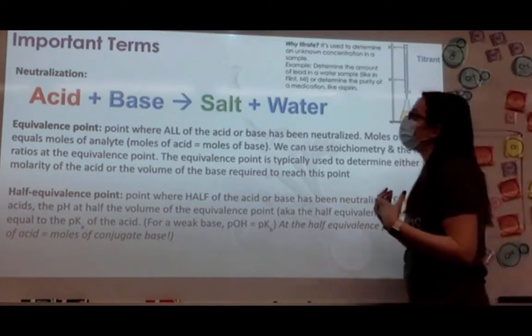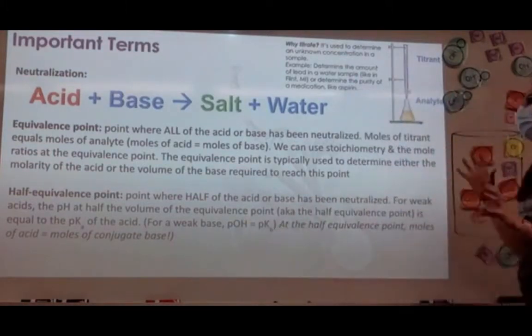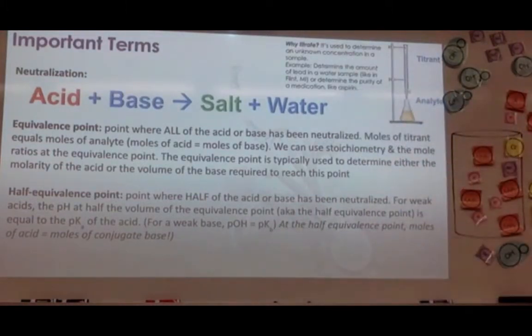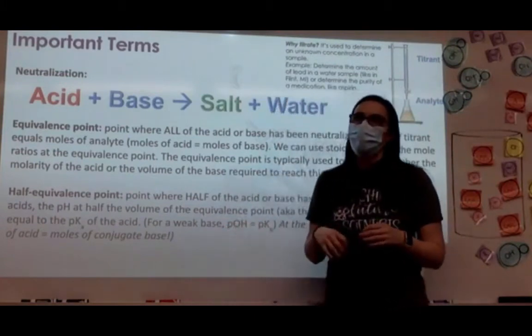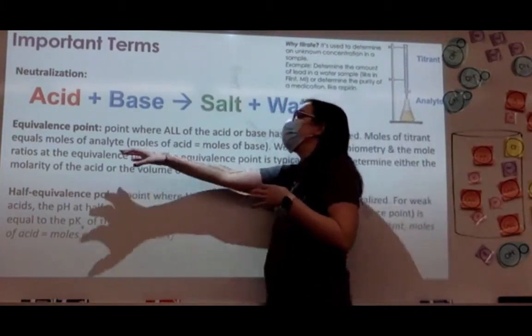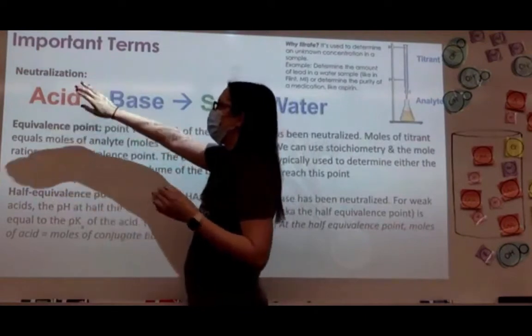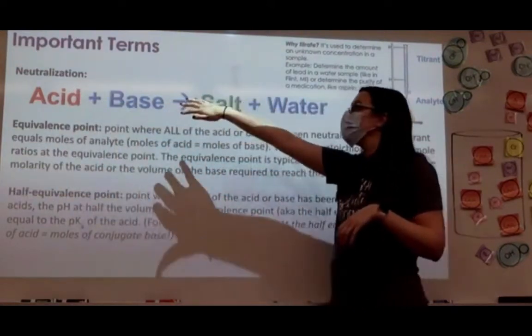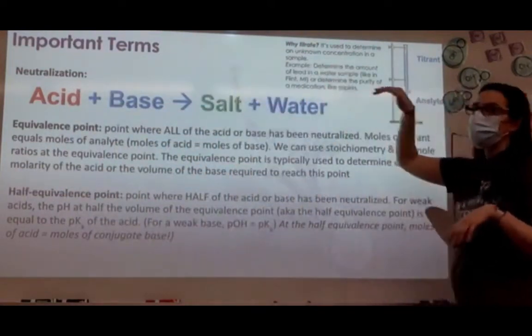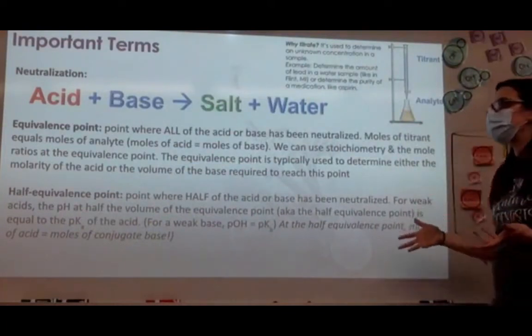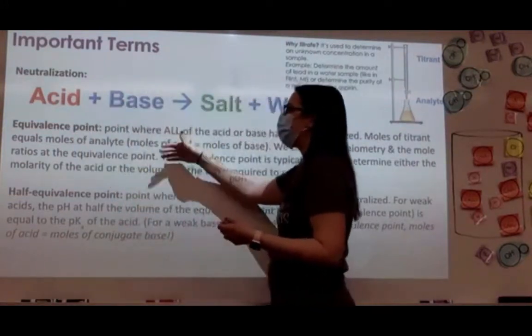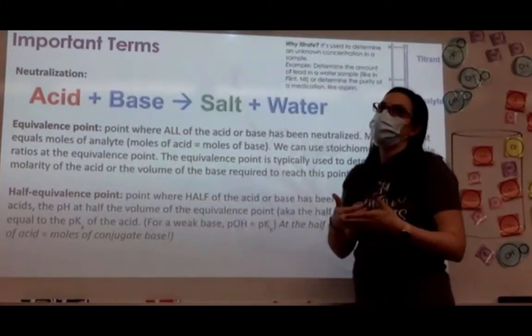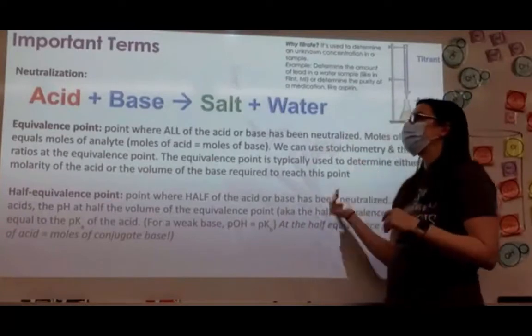So these are just some important terms from the video. I was trying to put all of the questions that I saw onto one slide. So first, when I talk about neutralization, a neutralization reaction is when you add an acid and a base, and you create a salt and water. That's the definition of neutralization. It's a type of double replacement reaction where we add an acid and a base together. They neutralize each other by creating a salt and water.